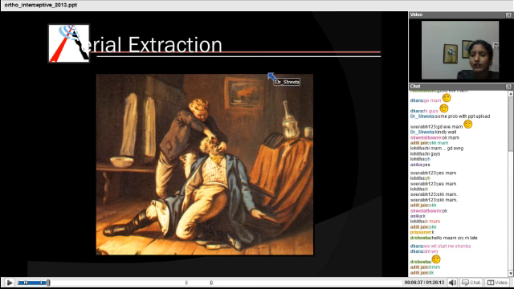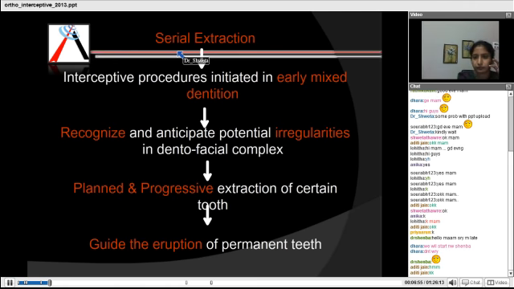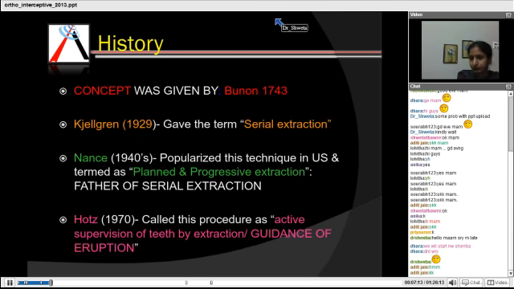Okay, so we'll talk one by one. First we'll come to serial extractions. Now we'll not go into very deep about everything. Okay, I just want you to know that when serial extraction has to be done, that is the indication of serial extraction. That is the most important aspect of today's part. Okay. See, now serial extraction is what you do is you intercept at an early stage where you do extractions in a serial order. You do a planned extraction or you do a progressive extraction till you get your desired treatment.